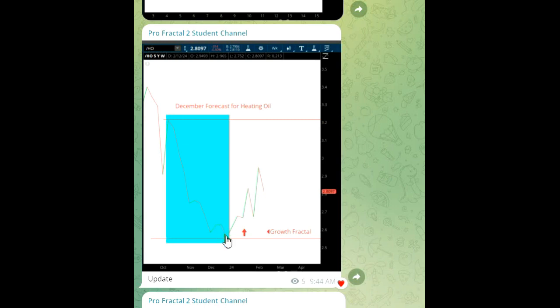Again, if you can't find a fractal on the Dow or SPX or whatever, you go to another market and you try to find a clear fractal. All right. Very typical. It appears all the time. Go to Neil, he'll point them out to you. It's a growth fractal, and we got that in December, and it's growing. Okay, now we're looking at heating oil.